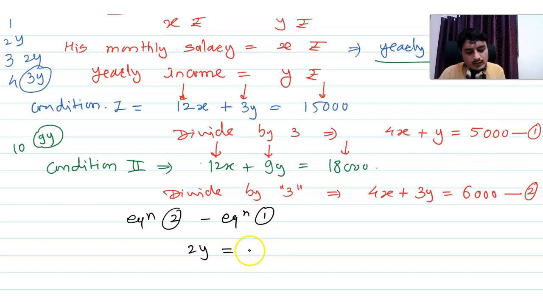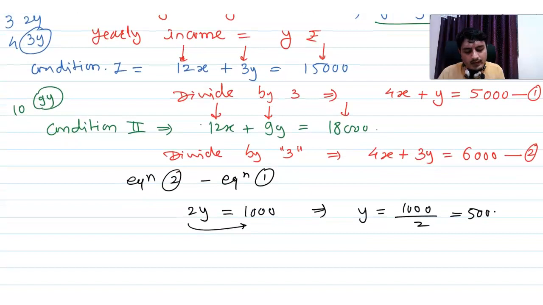6,000 minus 5,000, we are having 1,000. To evaluate the value of y, shift the 2. y is equal to 1,000 divided by 2, which is 500. That means the yearly increment of that person is rupees 500.